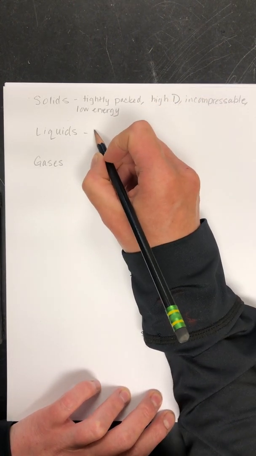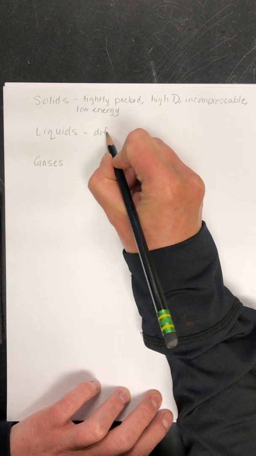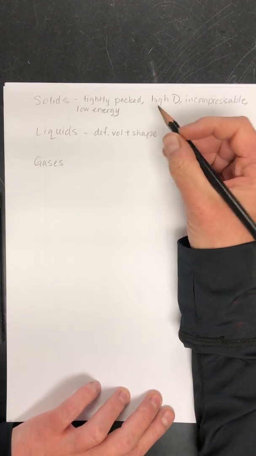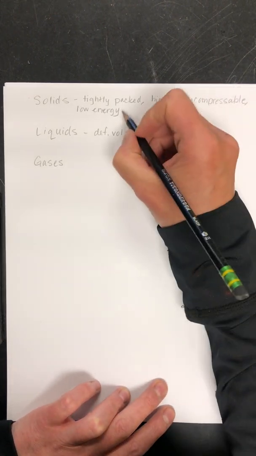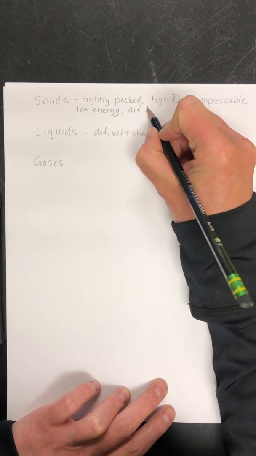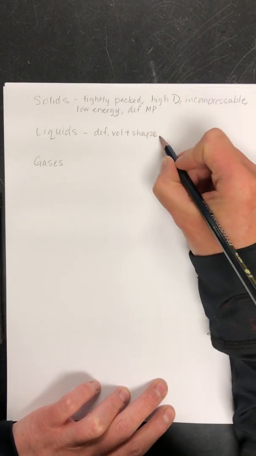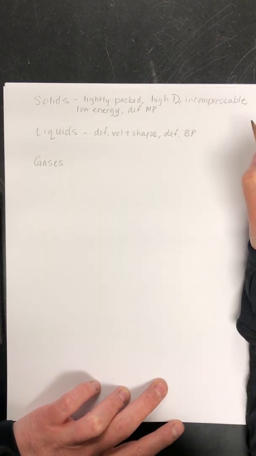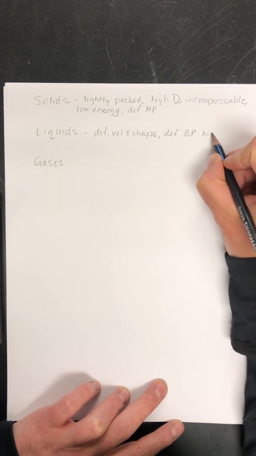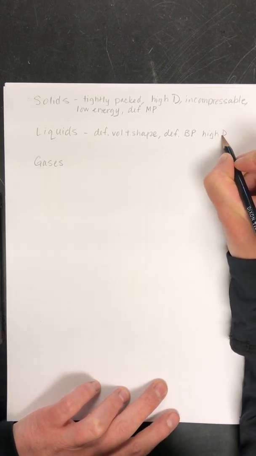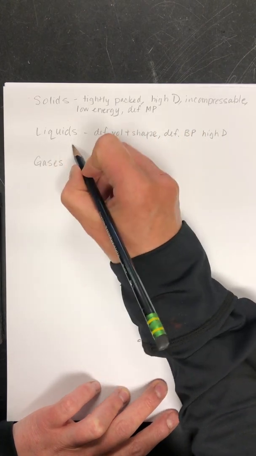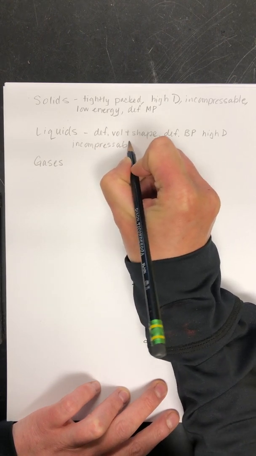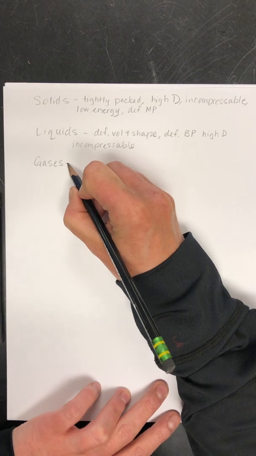Liquids have a definite volume and shape. Let's put definite melting point for these. Let's put definite boiling point for liquids. They have a high density. Liquids do. They are relatively incompressible, especially in comparison to gases.